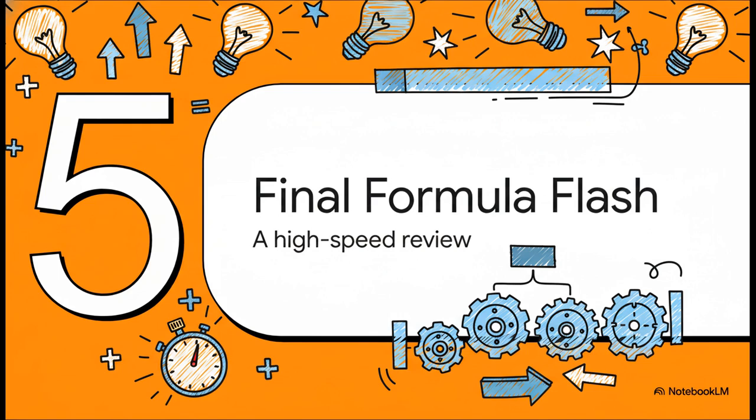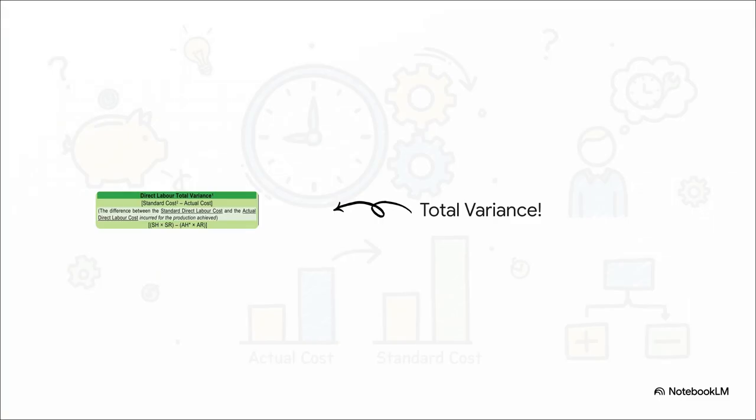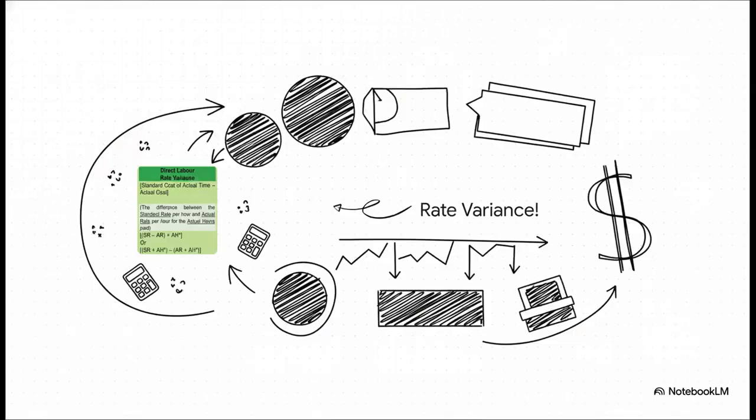Okay, our investigation has uncovered all the clues. Now, to make sure this all sticks in your brain, let's do a final, high-speed review of every single formula, your complete detective's toolkit. Ready? First up, the total variance. This is your big picture view, what you plan to spend versus what you actually spent. Next, the rate variance. This one isolates the price. Did you pay more or less per hour than you planned?